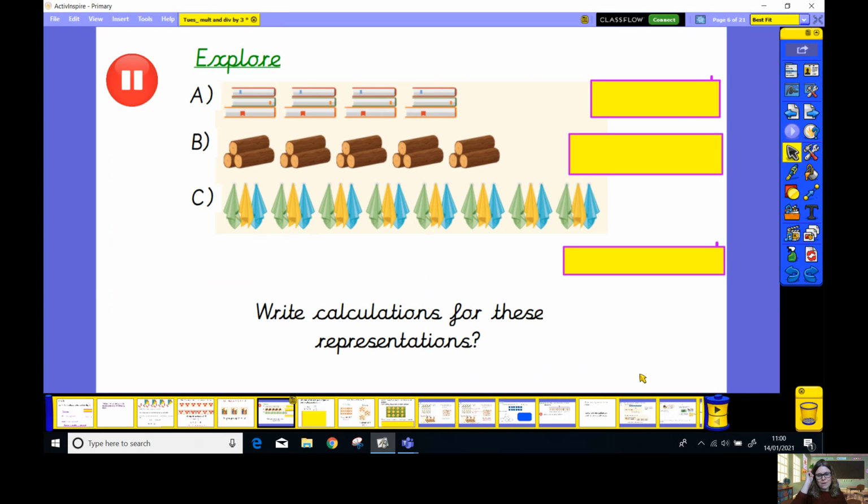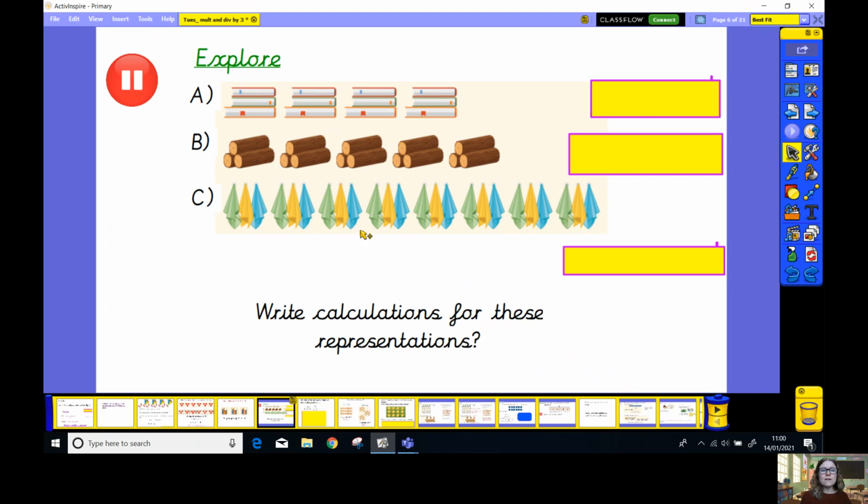Let's pause the video and have a go at these questions now. So again, count the number of groups and how many things are in each group, and write a calculation for each one of these representations. Pause the video and have a go at that now.